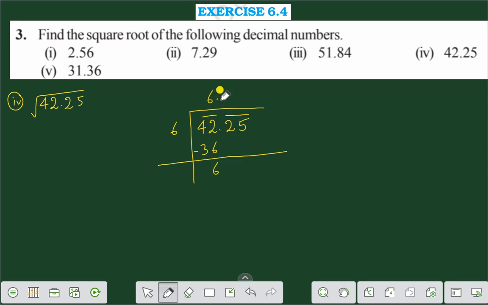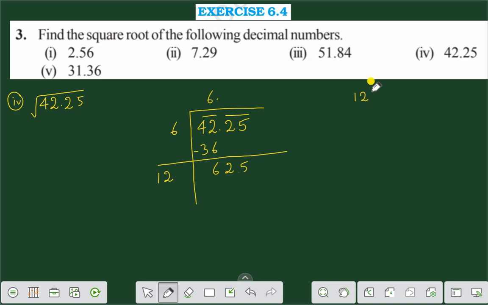Give the point here. Then 25 will come down. Now double the quotient. 6 twos are 12. The unit digit is 5. That means you have to multiply with 5.